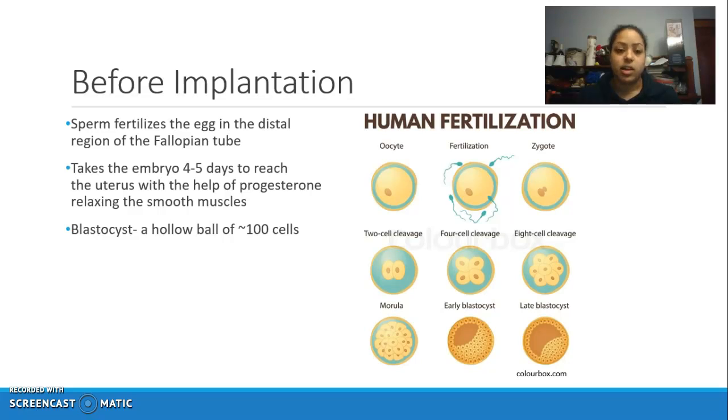It does this with the help of progesterone, which relaxes the smooth muscles of the fallopian tube. Once in the uterine cavity, the developing embryo is then known as a blastocyst, which is a hollow ball that consists of approximately 100 cells. And there's an image of a blastocyst shown on this slide. You can see here the outer layer of cells, the hollow inner section, as well as the inner cell mass.